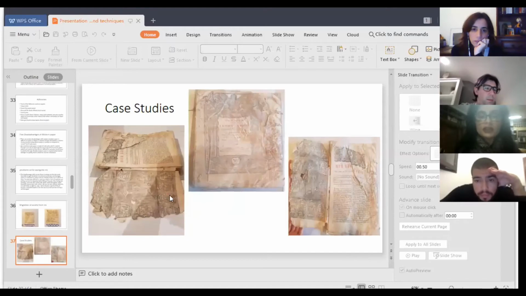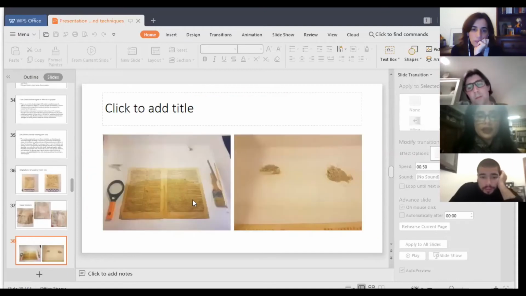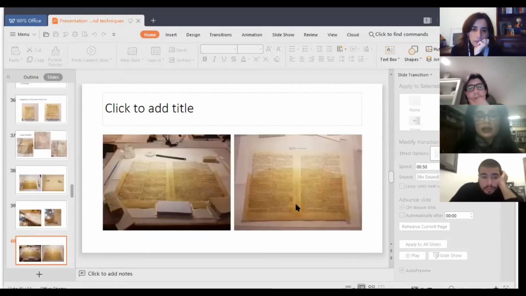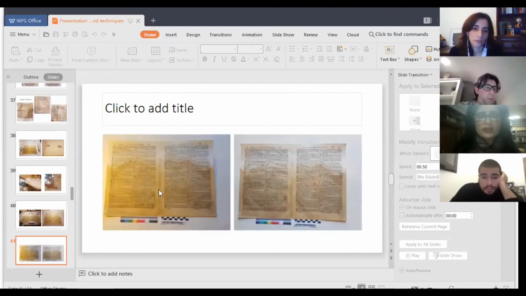A few of the case studies of restoration. This is the original document that we found, and then it went through a process where dry dirt was removed. Again, wet cleaning. It was disbound, and the quires were separately wet cleaned. Again, the infilling of lacunae here, and they were put under weights and flattened. And this is the after result.